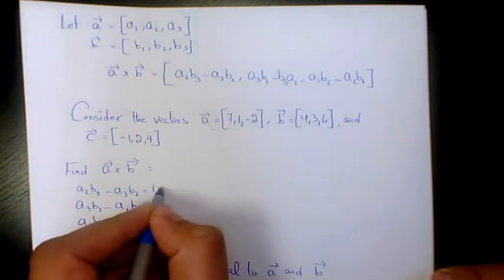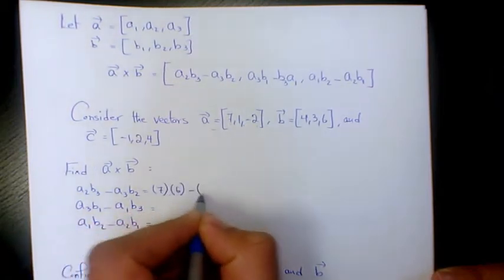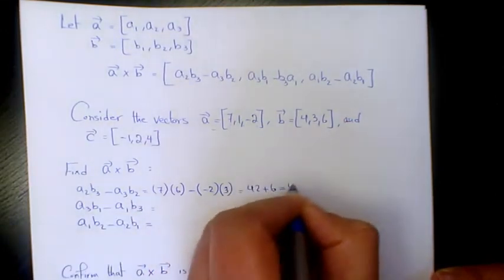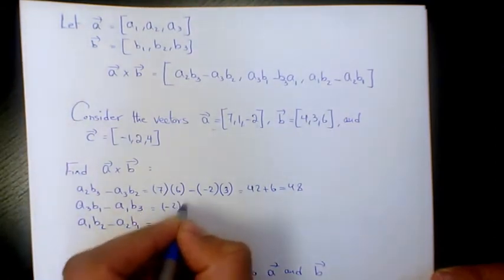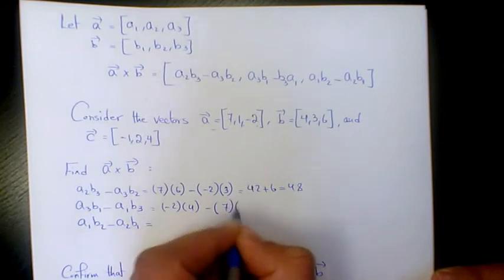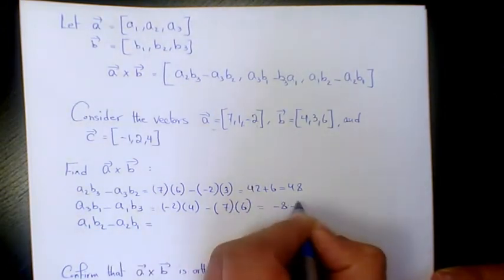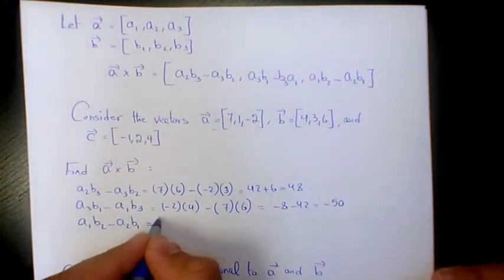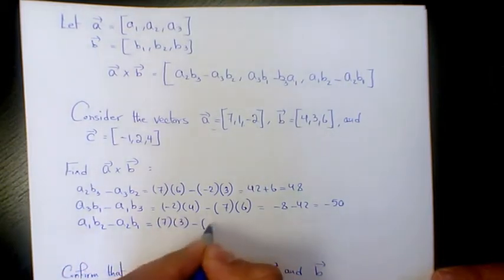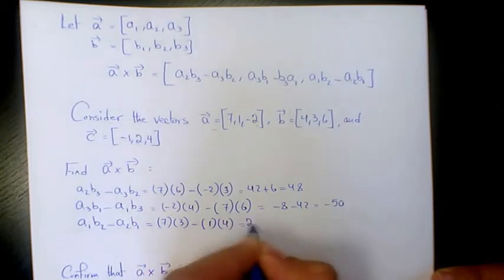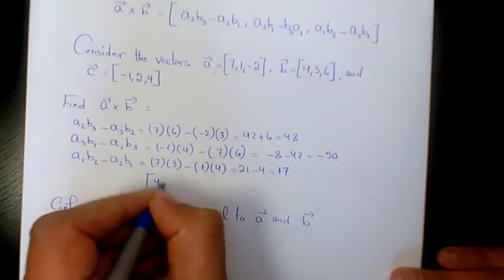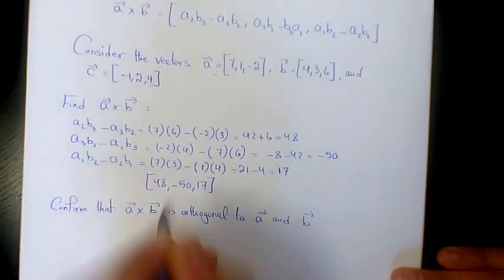a2 b3 is 7 times 6 minus negative 2 times 3. It's going to be 42 plus 6, that's going to be 48. A3 is negative 2, b1 is 4, minus a1 is 7, b3 is 6. It's going to be negative 8 minus 42, which is negative 50. A1 b2, a2 is 1, b1 is 4. So it's going to be 21 minus 4, that will be 17. So we have 48, negative 50, and 17.